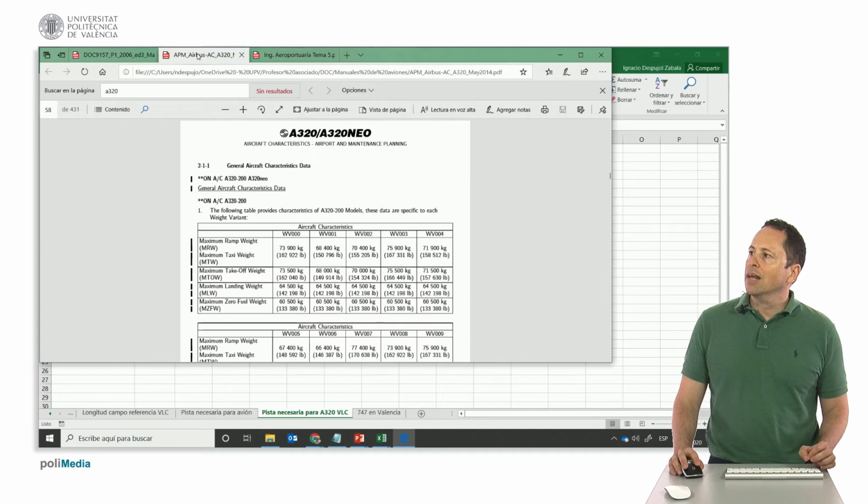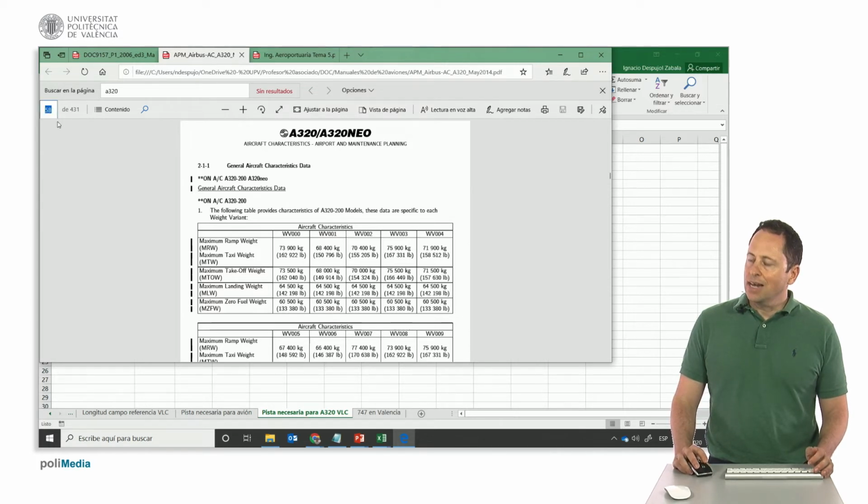I have here the Airport Planning A320 manual, okay? In page 58 we have the weights. We are going to work with this version. It is not exactly comparable, but it is more or less an A320 with this configuration, which has a maximum takeoff weight of 73,500 kilograms or 162,000 pounds.